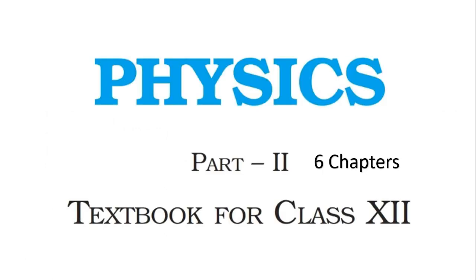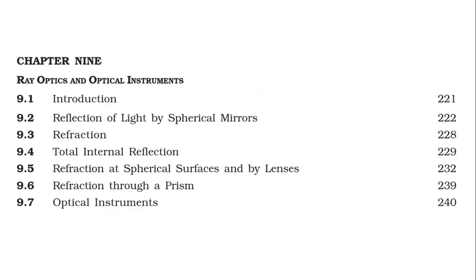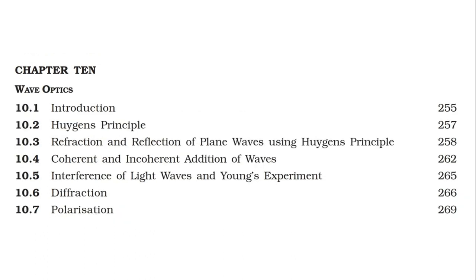Next, Physics Part 2 textbook. Total 6 chapters. First, chapter 9, ray optics and optical instruments. Subtopics: introduction, reflection of light by spherical mirrors, refraction, total internal reflection, refraction at spherical surface and by lenses, refraction through a prism, optical instruments. Total 7 subtopics. Chapter number 10, wave optics.